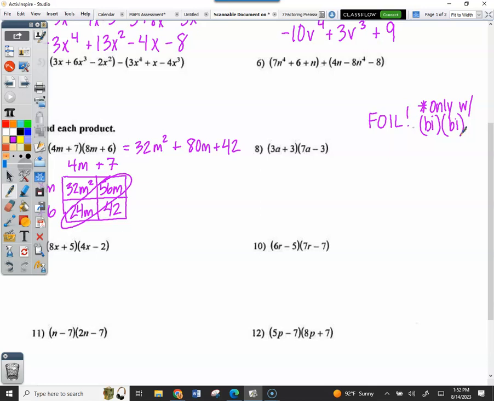So what is FOIL? FOIL is saying the first element times the first element within the parentheses, the outer elements, the inner elements, the last elements. And then you visualize multiplying those and you write what you get. So first times first, outer times outer, inner times inner, last times last. Then you combine the like terms that are in the middle, these two. What is that, 12?